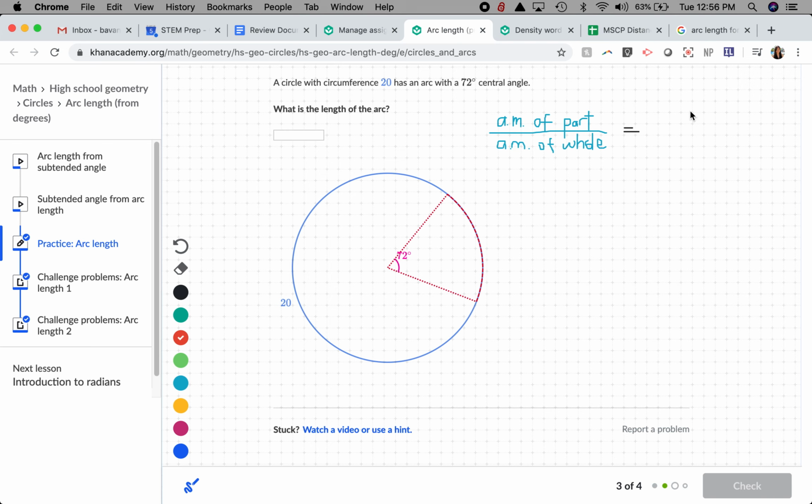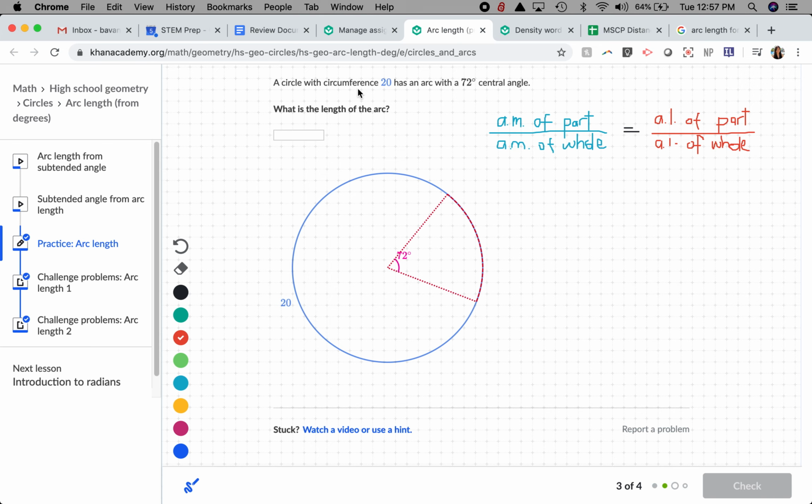And this is going to be equal to, now on the right side, we're talking about arc length. So arc length, I'm going to abbreviate again, of the part. And in the denominator, I'm going to look for the arc length of the whole. All right. So now that we've set it up, let's read the question.